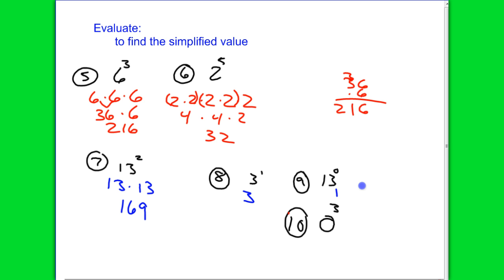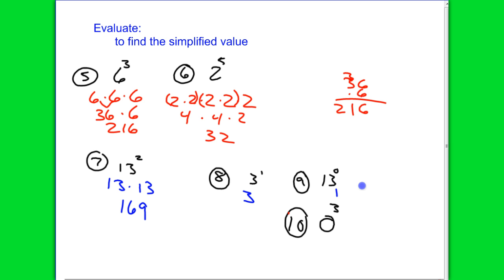Any number to the 0 is 1. It really is 1. Take my word for it, and we'll explore that further with negative exponents. So now let's try 10. Look at 0 to the 3rd. Who thinks it's 1?